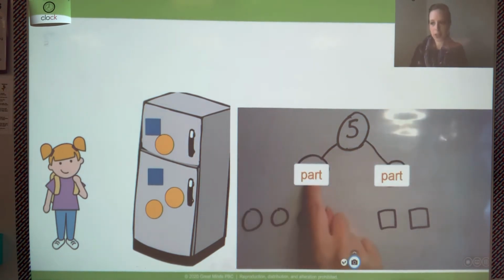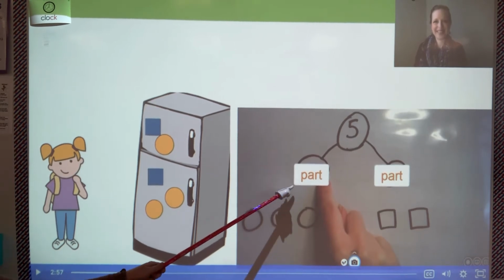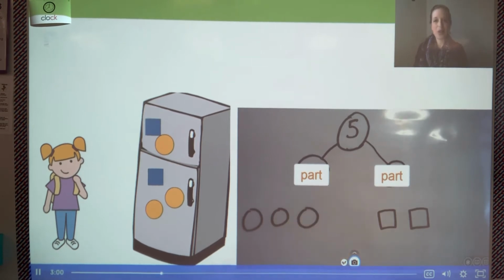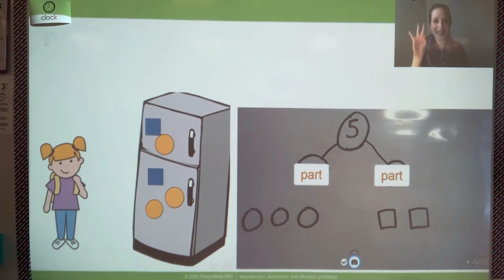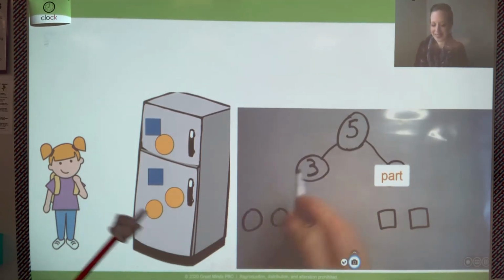What number should we put in this part? Show me with your fingers. Okay, so what number do you think we should put in the part that she's pointing to? Oh, I love it, boys and girls. You guys are so smart. That's right. We should put 3, because the 3 circles are right there. Let's write it down.